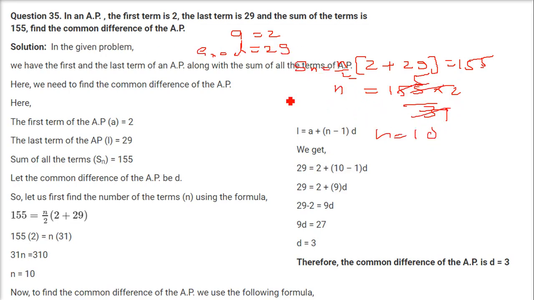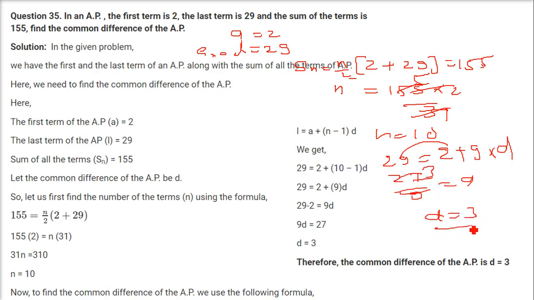Find the common difference. So last term is what? 29. So 29 is a plus (n minus 1) into d, that is a is given, 2 plus (10 minus 1), 9 into d, d is not known. So what do you get? 29 minus 2 is 27, divided by 9 is d, 9 times 3 is 27. So d is 3.